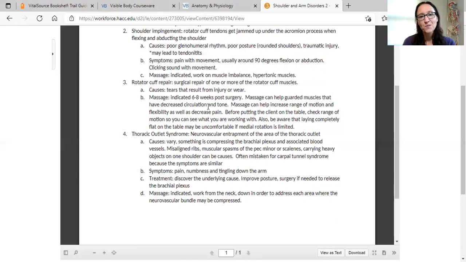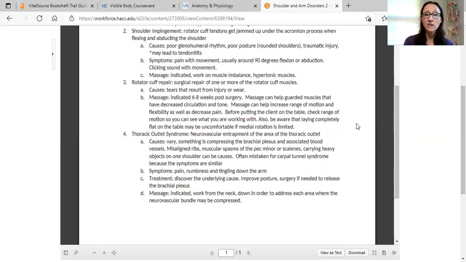Either way, remember your post-surgical precautions. You don't work on anything immediately after surgery. You need to wait at least 6 to 8 weeks. Probably after physical therapy is when they are going to come to see you. But massage can absolutely help with the muscle imbalance that was caused by the injury, because if something is injured on this side, then the client is going to start overusing the opposite side to spare the injured side, right? So that's the kind of thing that we're going to be looking for.